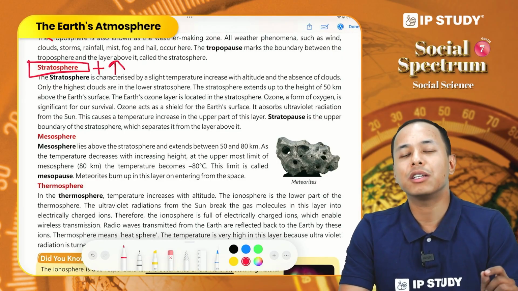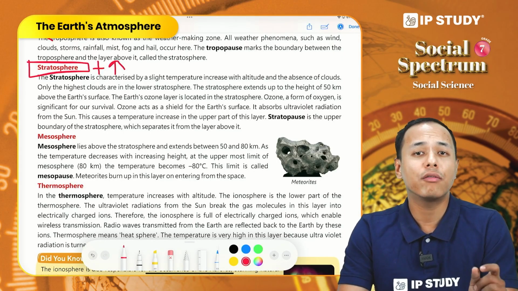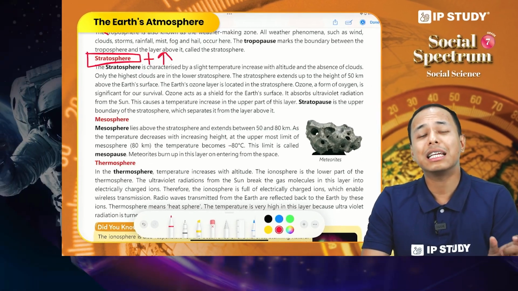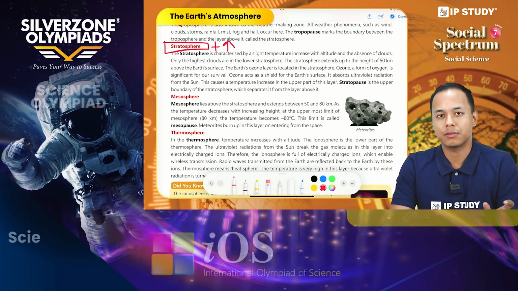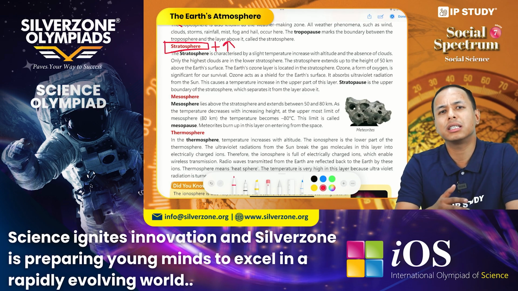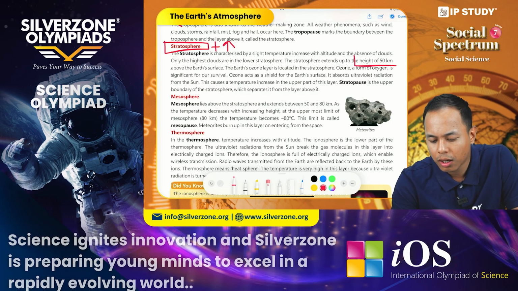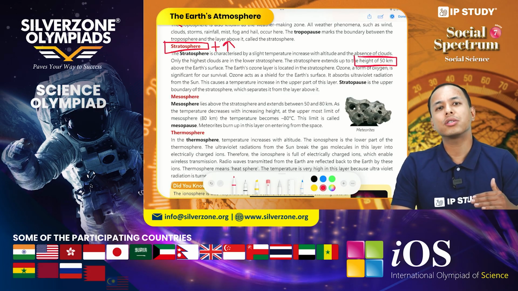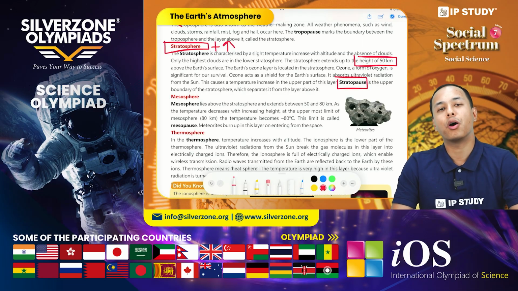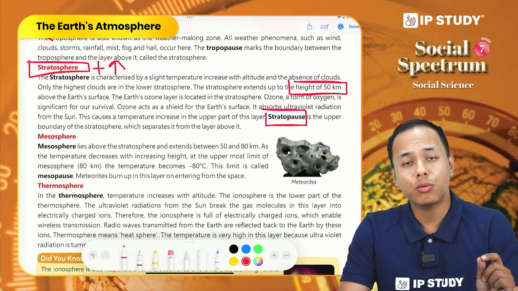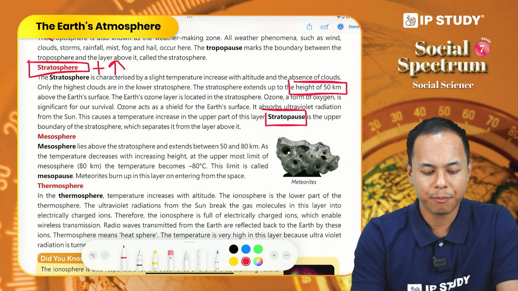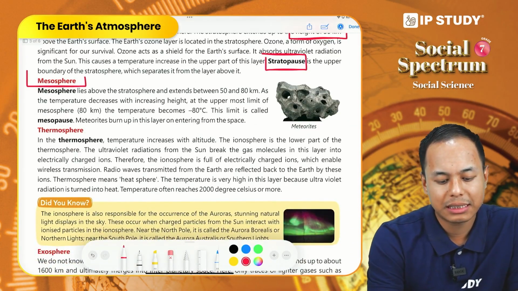Another important feature is the presence of the ozone layer. Ozone plays an important role in absorbing the harmful ultraviolet rays from the sun. As a result, there is an increase in temperature. The stratosphere extends from 13 to 50 kilometers, from the tropopause to the stratopause. So the stratopause is the uppermost boundary of the stratosphere, and it acts as a boundary between the stratosphere and the mesosphere.